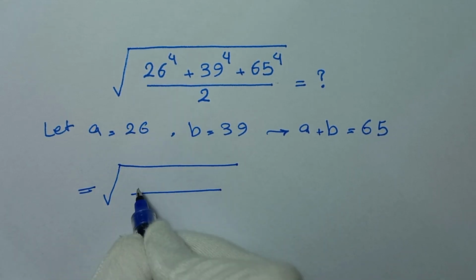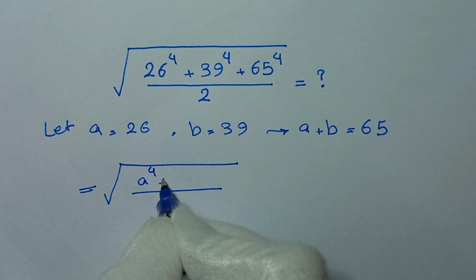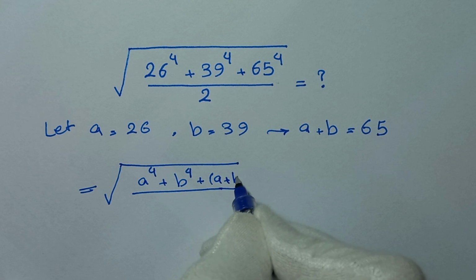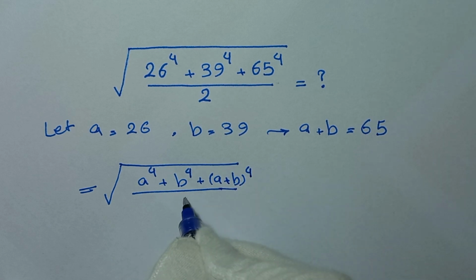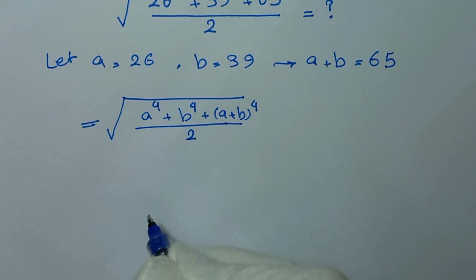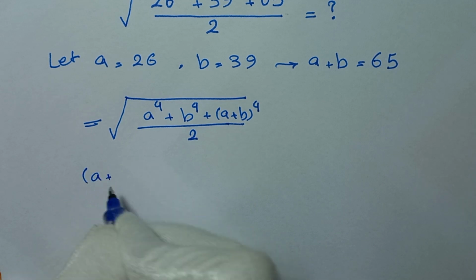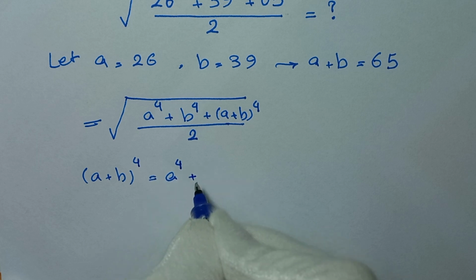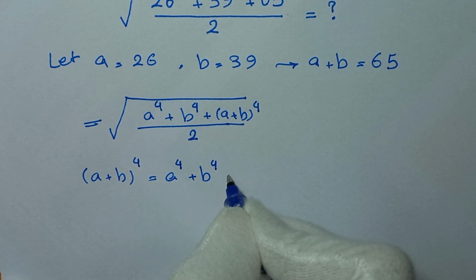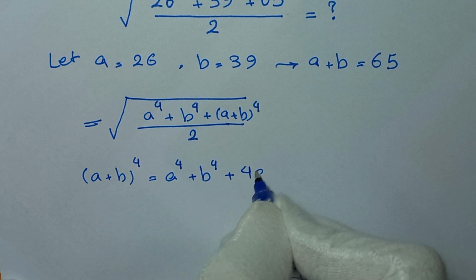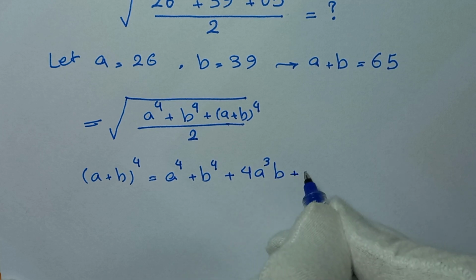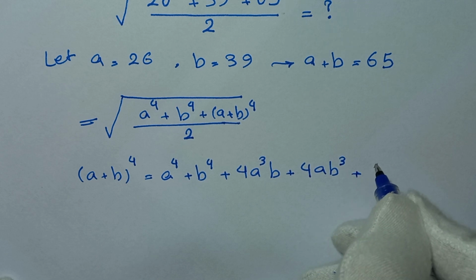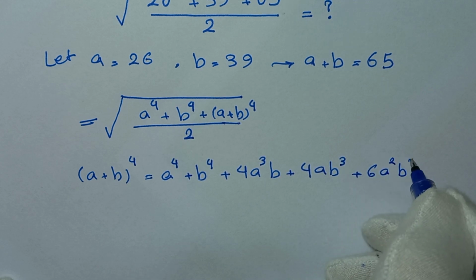So in the next step, we write this expression, and it will be the square root of (a to the power of 4 plus b to the power of 4 plus (a plus b) to the power of 4) over 2. And here, as you know, (a plus b) to the power of 4 is equal to a to the power of 4 plus b to the power of 4 plus 4a cube b plus 4ab cube plus 6a square b square, right?